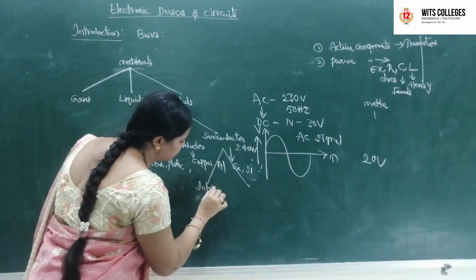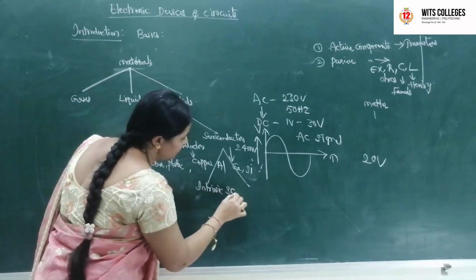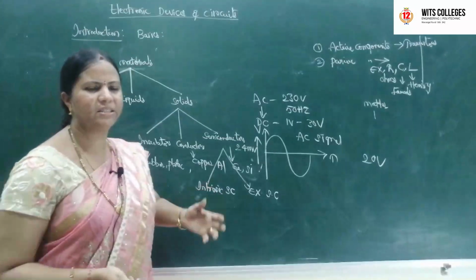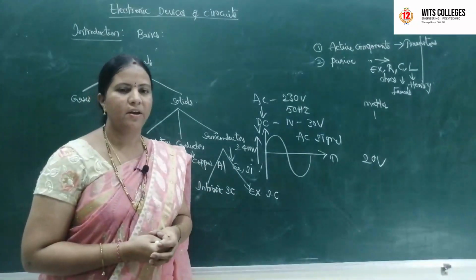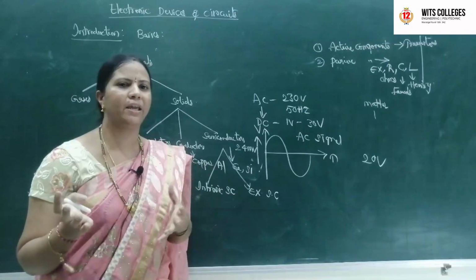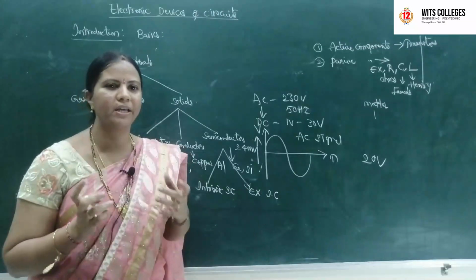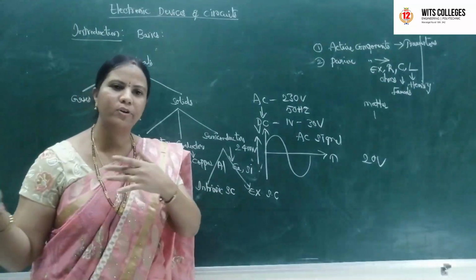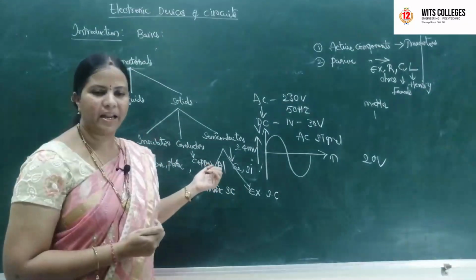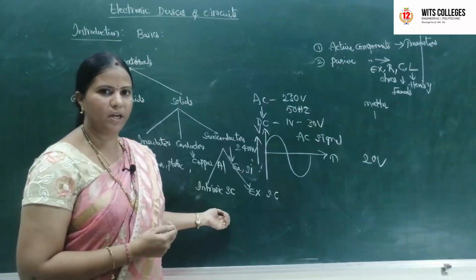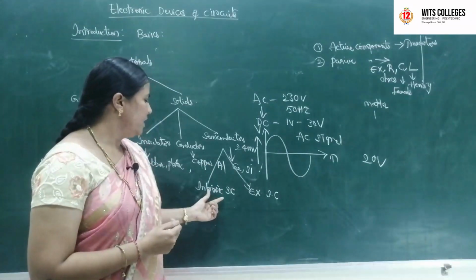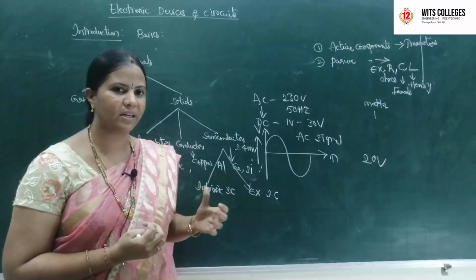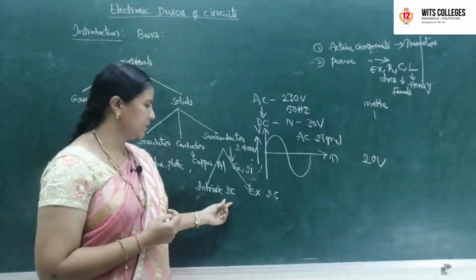Again, the semiconductors are further classified into two types: intrinsic semiconductors and extrinsic semiconductors. Intrinsic semiconductors are pure semiconductors, to which we cannot add any impurities from the outside. Impurity is nothing but adding outside atoms to the semiconductor. So intrinsic semiconductors means pure semiconductors.